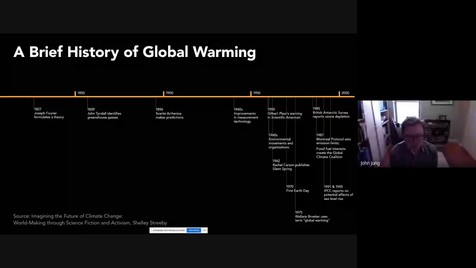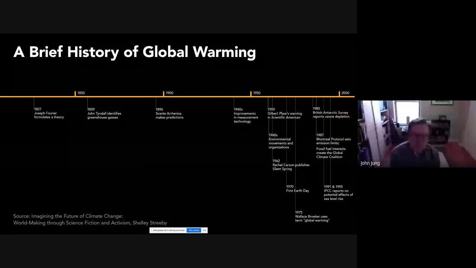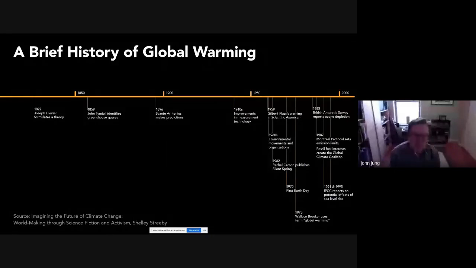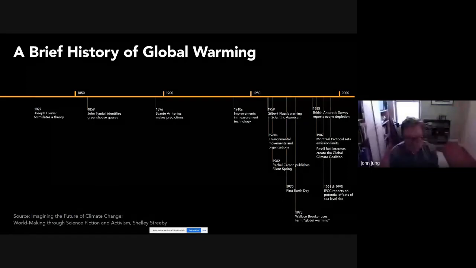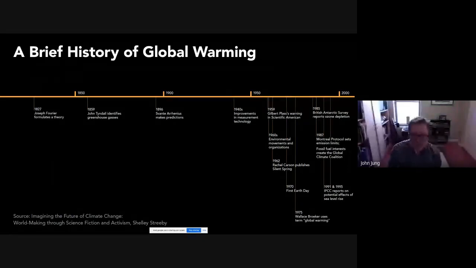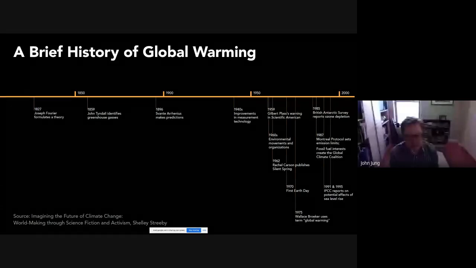And in 1959, Gilbert Plass published Carbon Dioxide and Climate in Scientific American, where he warned that if carbon dioxide is the most important factor in increasing the Earth's temperature, then long-term temperature records will rise continuously as long as people consume the Earth's reserves of fossil fuels. In 1962, Rachel Carson published the book Silent Spring. And in the 1960s, there were many grassroots environmental movements, nonprofits, and environmental institutes that got started.